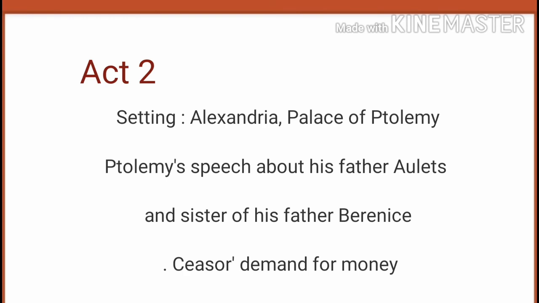Act 2. The setting of Act 2 is Alexandria, Ptolemy's palace. Ptolemy is just 10 years old and he is also an inefficient ruler because he is a nominal ruler, and the country Egypt is ruled by Theodotus, the tutor of Ptolemy, and Pothinus, the guardian of Ptolemy. Ptolemy is now in fear that Cleopatra, with the help of Caesar, will invade his kingdom.